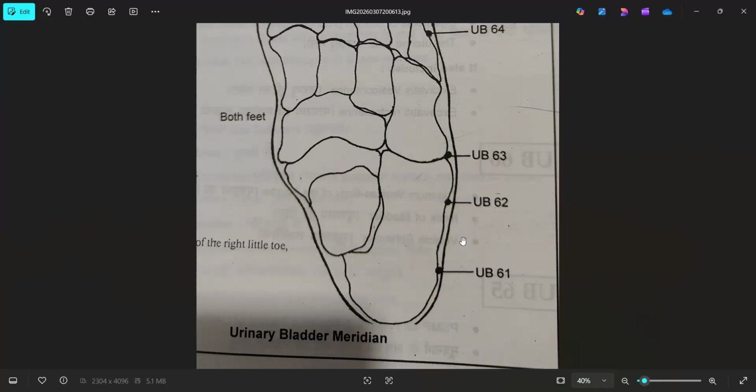UB50C and UB51, if you care to see, UB51 is a point of the penis or vagina. And 50C is the cavernous sinus or plexus of the penis. So if you have erectile dysfunction, UB50C becomes a very, very important point.